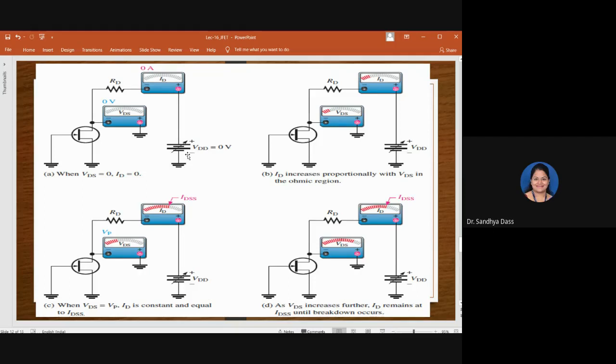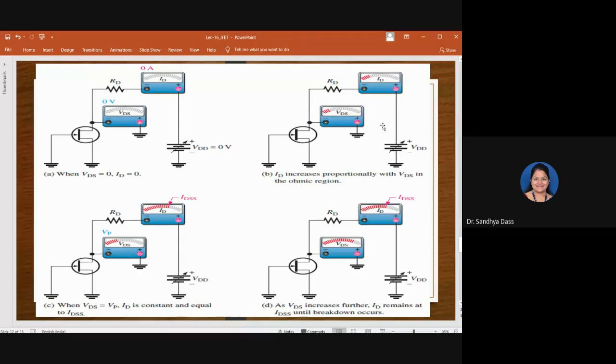And VDD is connected here, which will be across drain and source, right? So when VDD is 0, drain current is also 0. So voltmeter and ammeter both are showing 0 reading, all right. So come, observe the condition B here. As VDD or VDS is increased, okay. So in the ohmic region means what? According to Ohm's law, as V is increased, current is also increasing, right?